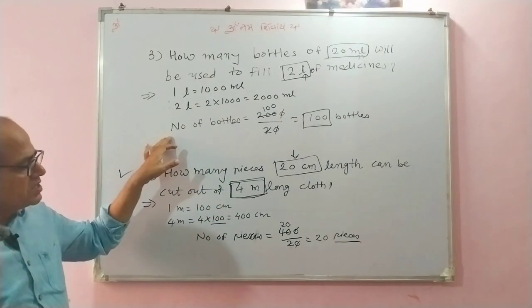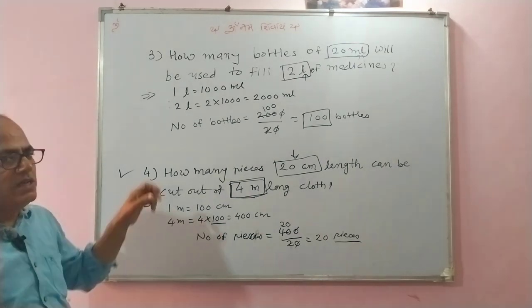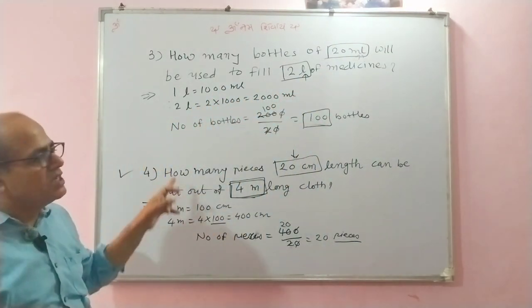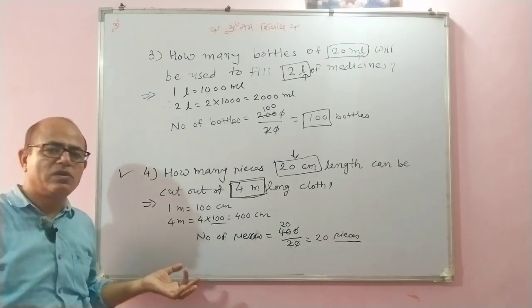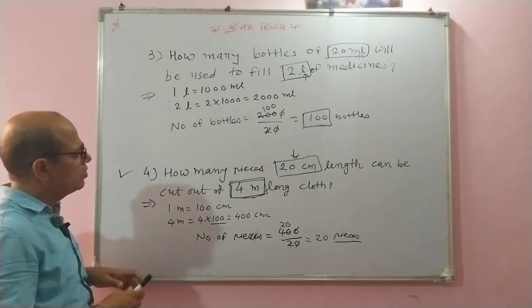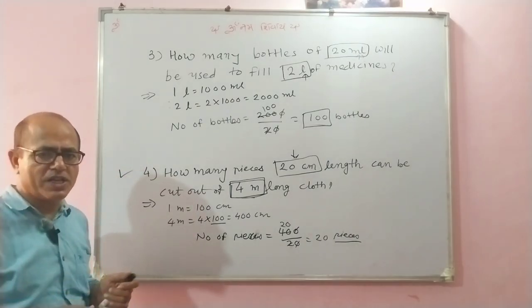It's simple, only just division, but as I said, we need the units to be the same. So you first have to convert to the same unit, then you can divide and you will get the answer. Okay, so this way solutions are there. We'll go for one more example.